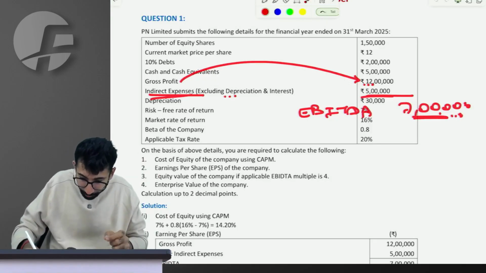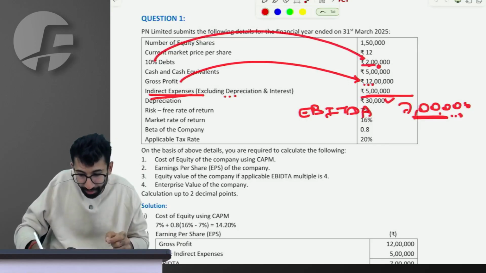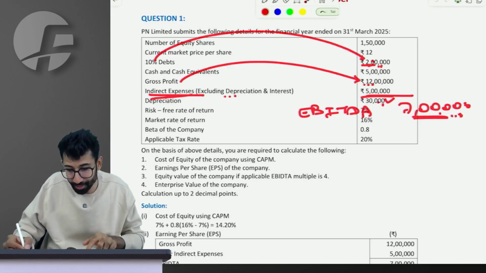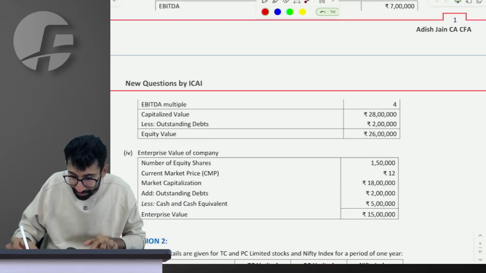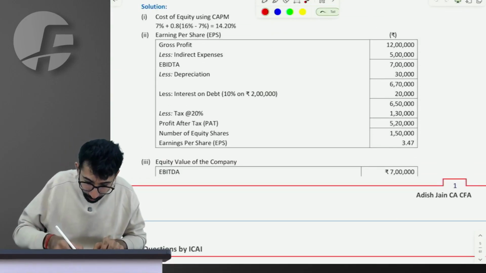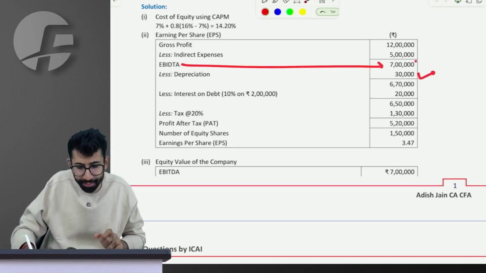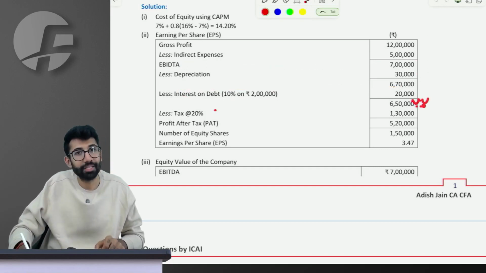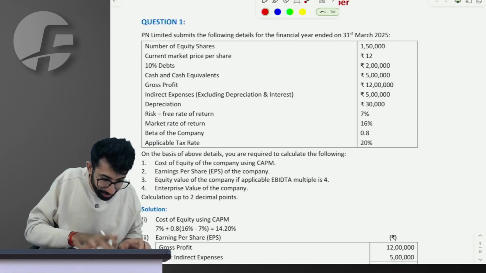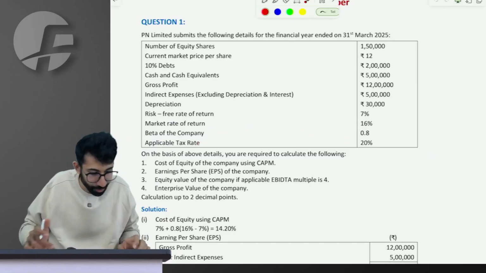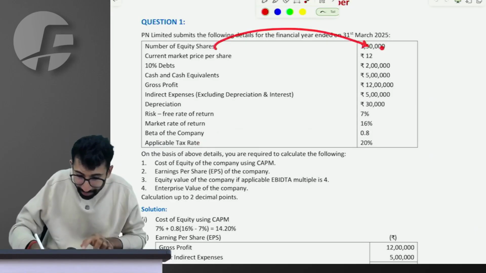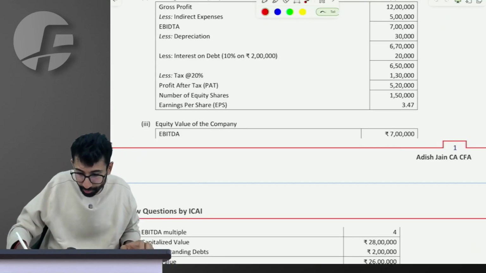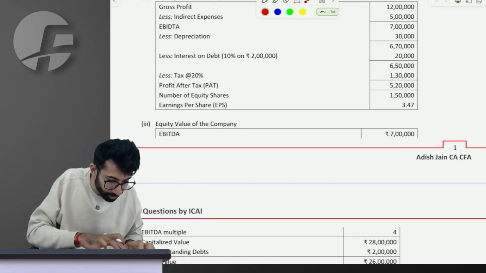Fine. After which I have to deduct 30,000 of depreciation, and 10% interest on 2 lakh rupees of debt is 20,000. So 30 plus 20 is 50,000 rupees of expense to be deducted. So profit before tax is 6 lakh 50,000. From the EBITDA of 7 lakh, depreciation of 30 gives me EBIT, minus 20,000 interest gives me PBT of 6 lakh 50,000. From this PBT of 6 lakh 50,000, minus tax rate of 20% gives me PAT of 520, and 520 PAT divided by 1 lakh 50,000 shares.